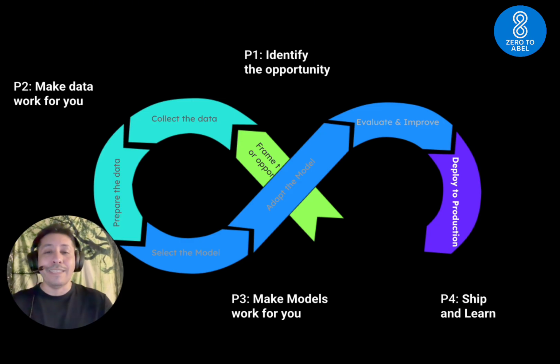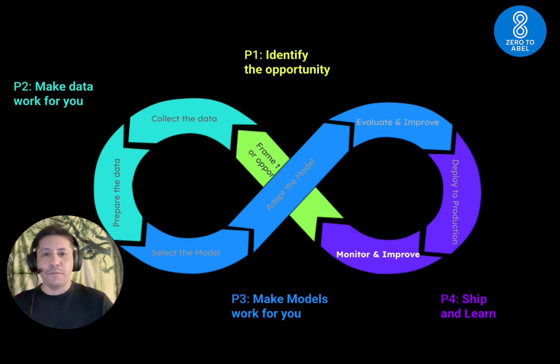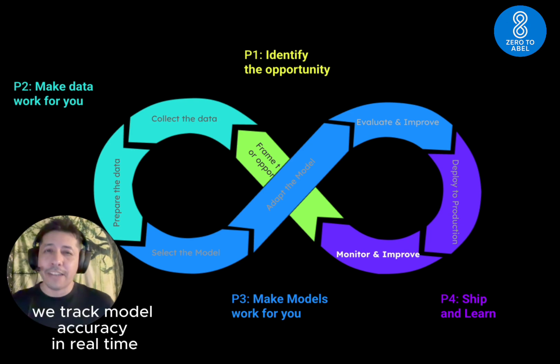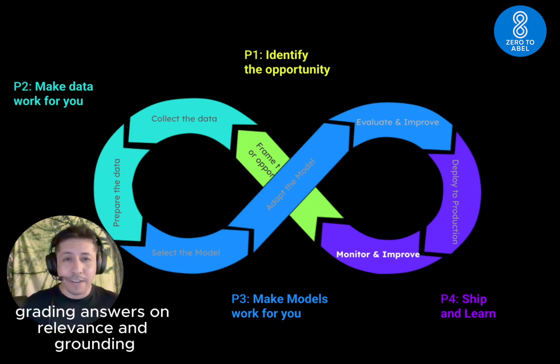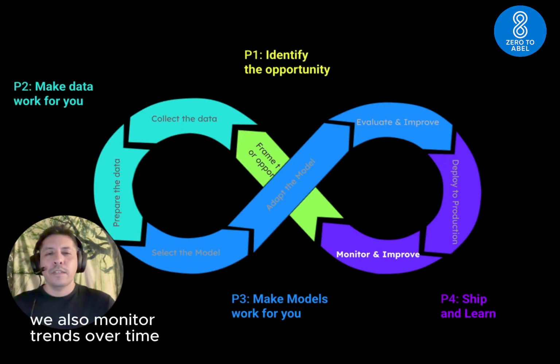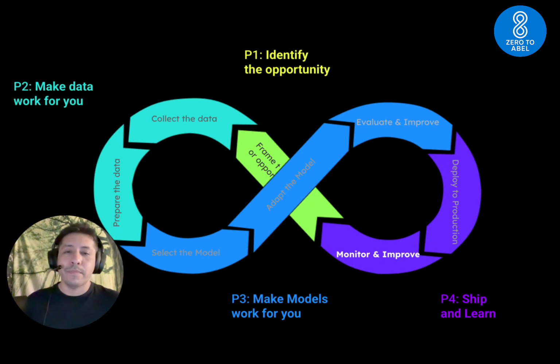All right. With that, let's go on to stage 8, the final one, monitor and improve. Getting the system live in the hands of users was only the start. The real work was in watching it perform, learning from it, and making it better. We track model accuracy in real time with built-in scoring, grading answers on relevance and grounding. We also monitor trends over time. Did performance improve week by week, or did it slip as new data was coming in? Engineers watch system health to make sure queries stay fast and reliable.